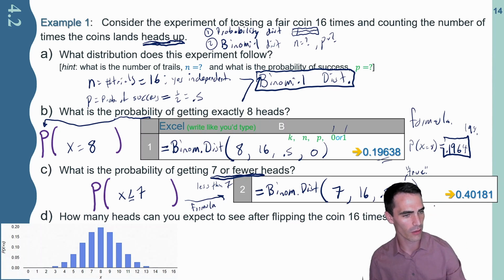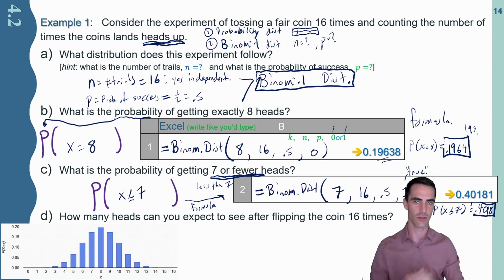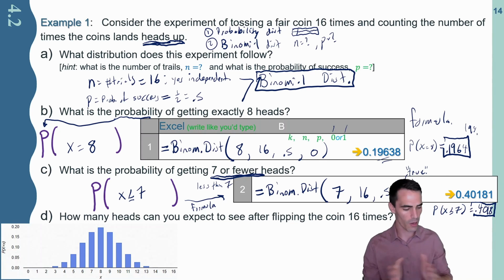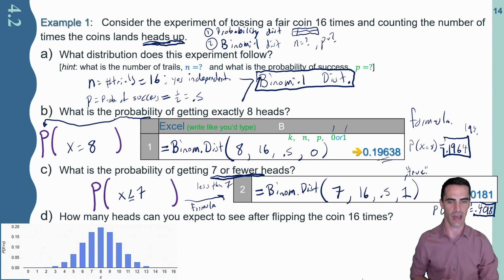Let me make sure I'm out of the way here. Probability that x is less than or equal to 7 is equal to 0.4018, roughly 40% chance that I will get 7 or fewer heads or successes. Again, much more powerful than looking at this large table and adding up a bunch of different values.